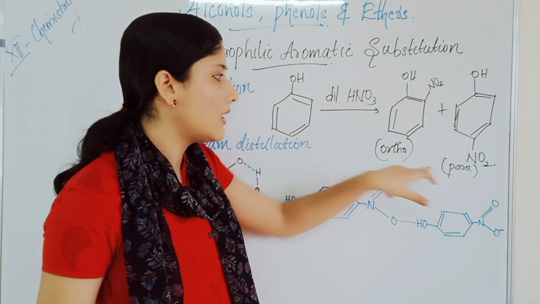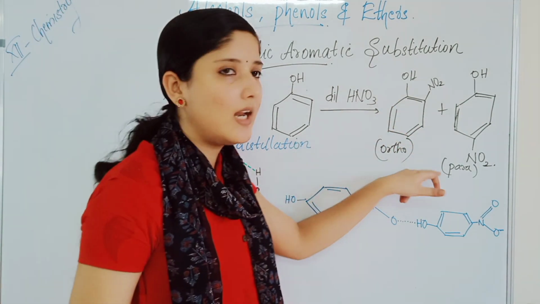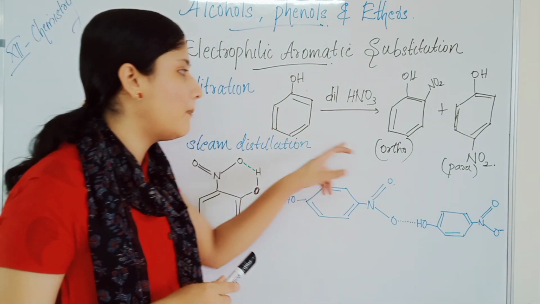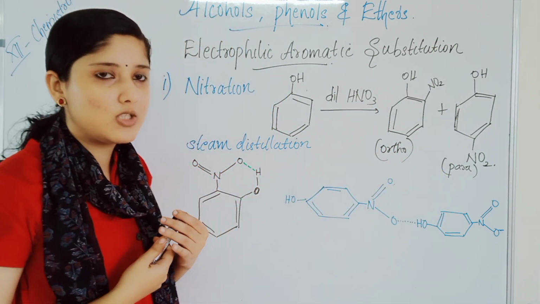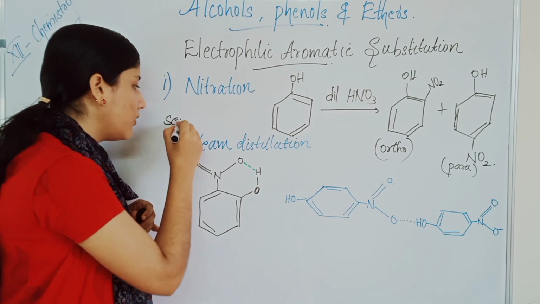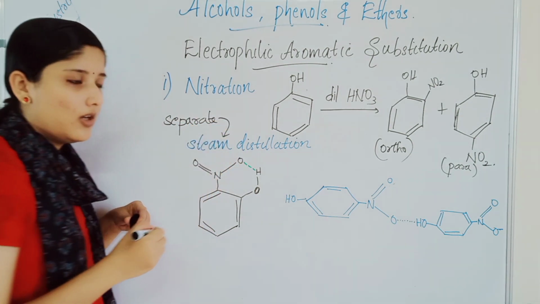The ortho product and the para product. This is ortho-nitrophenol and the other is para-nitrophenol. Both the products you will obtain, and you can separate ortho-nitrophenol and para-nitrophenol by steam distillation.